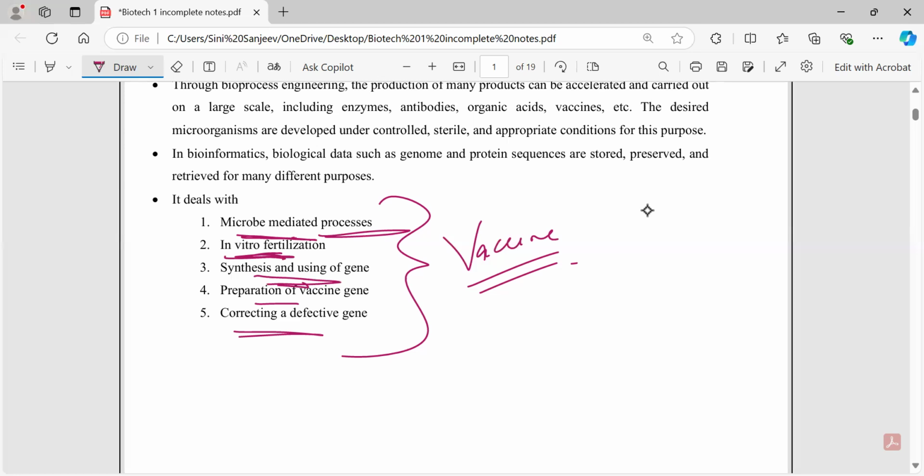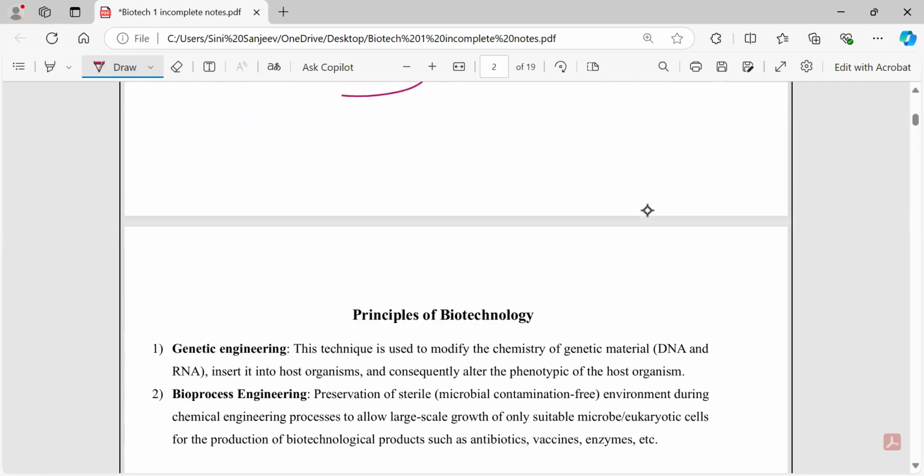Then synthesis using a gene. Now, already I told you certain enzymes, certain genes you're going to use for a proper process, right? Next is what? Preparation of the vaccine gene. So once you have done the three steps which are there over here, you're going to prepare that vaccine gene and you're going to check whether it has any defective gene present or not. It means you have to rerun the process to make the replicate copies if in case it has a defective gene.